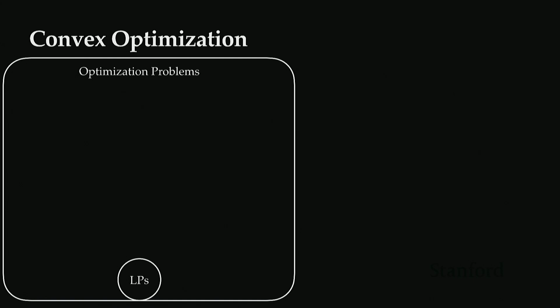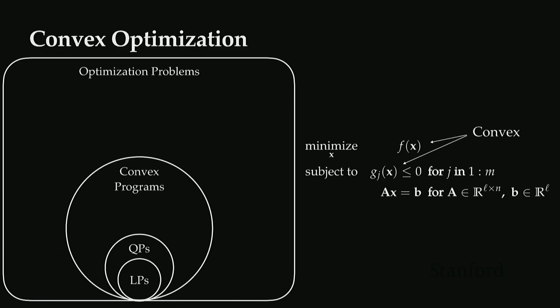So over the last couple of classes, we've gone into linear programs and then quadratic programs. Both of these things are subclasses of convex programs. A convex program is a problem that has a convex objective with affine inequality constraints, affine equality constraints, and then convex inequality constraints in the form of convex less than or equal to 0 in standard form.